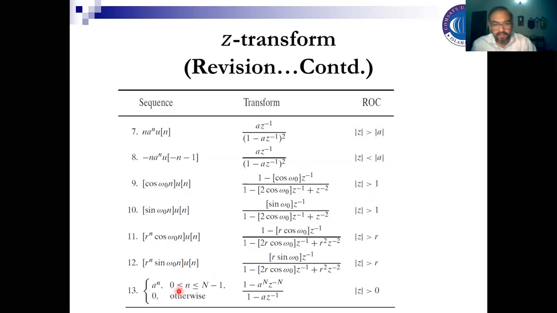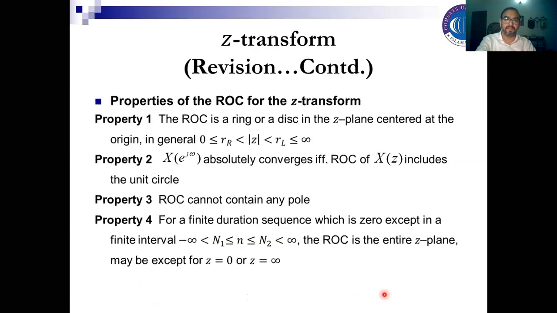Finally is a sequence which is a finite sequence. जैसे a of n है, start होता है 0 से n minus 1 तक जाता है. In that case, the transform, and 0 otherwise. So the transform is given by this expression. So 1 minus a of n z of minus n over 1 minus a z inverse, and z is greater than 0 in that case. So इसको हम example 3.6 में देखेंगे कि ये कैसे z transform हमें मिला है.